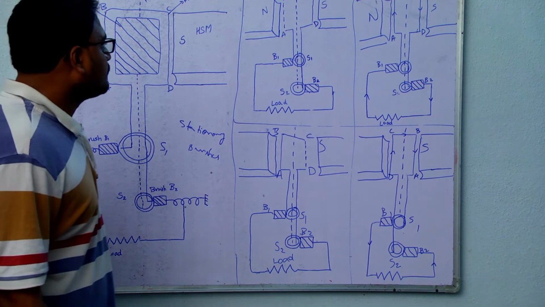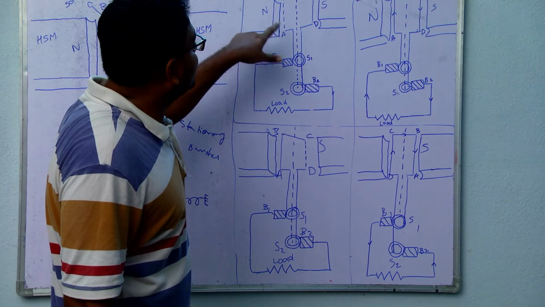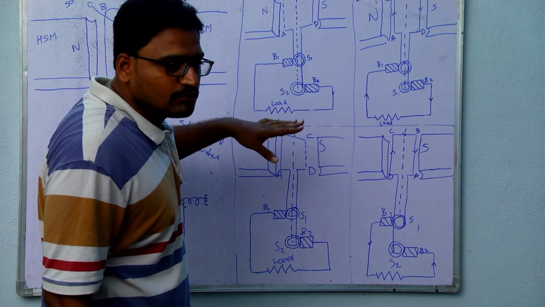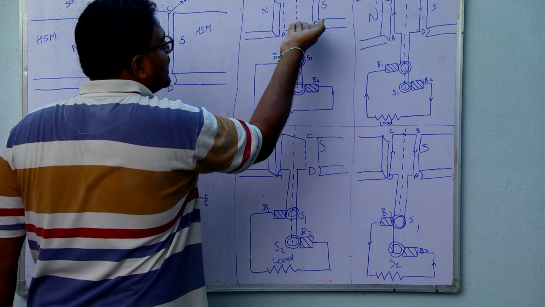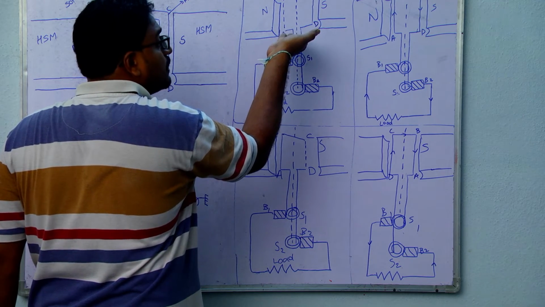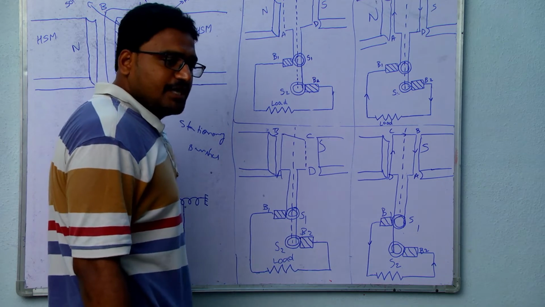Initially the flux linked with the coil is maximum, but the change in flux is 0, and so EMF is 0. But as I am rotating in the clockwise direction, when the coil is parallel to the magnetic field, the flux linked with the coil is 0, but the change in flux is maximum, and so maximum EMF is induced.